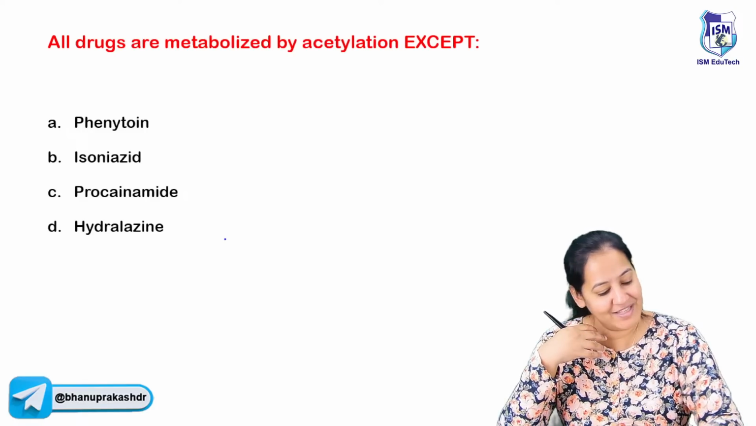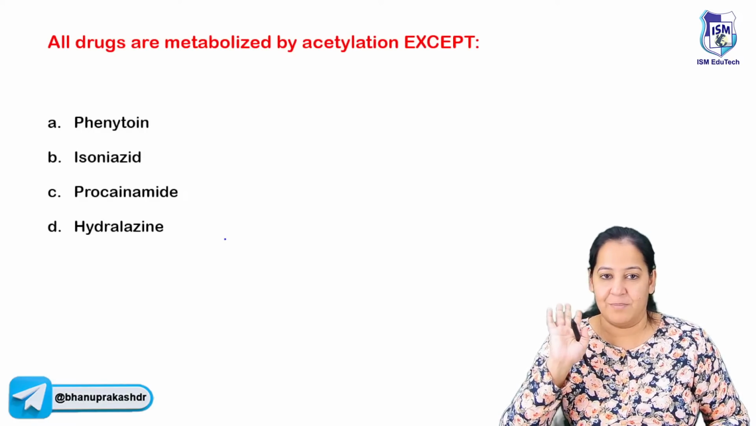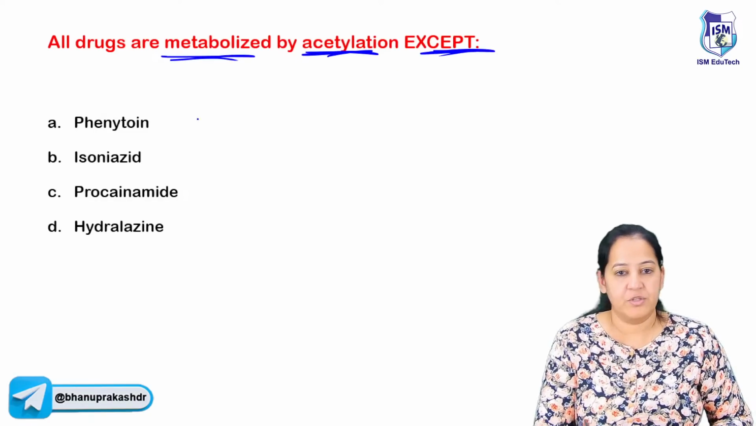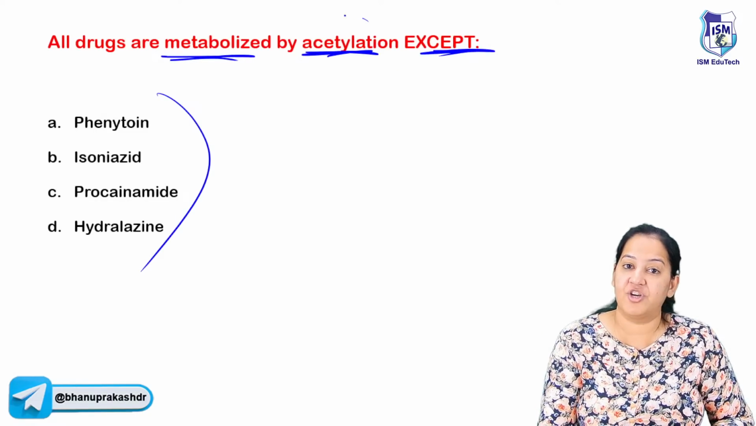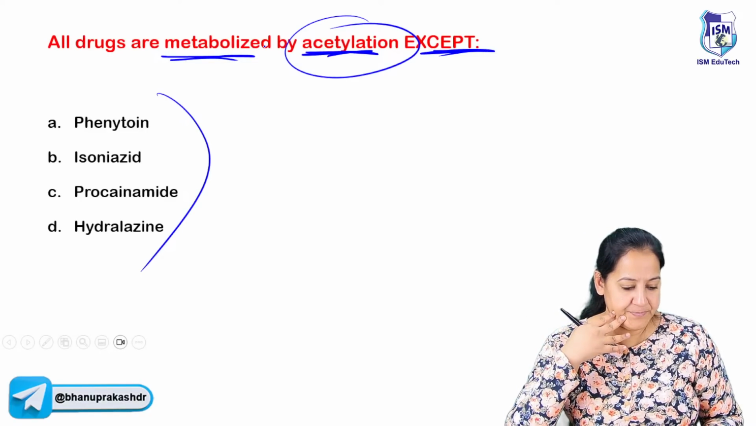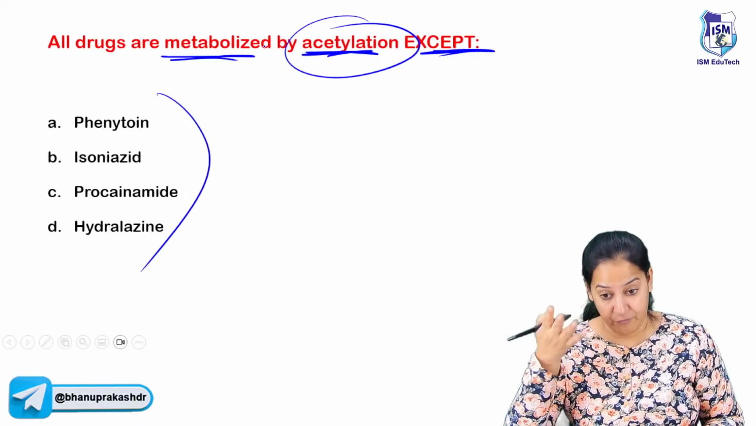Okay, let me come to the next question. The next question is in front of you. Read the question and tell me the answer. It is based on metabolism. All the drugs are metabolized by acetylation except which one? Very frequently asked question. Which of the following drugs is not metabolized by acetylation? The four options are in front of you.